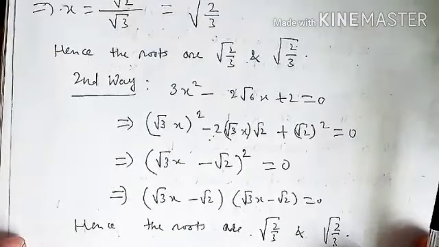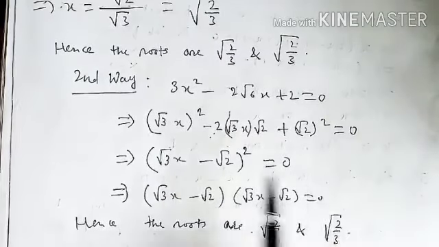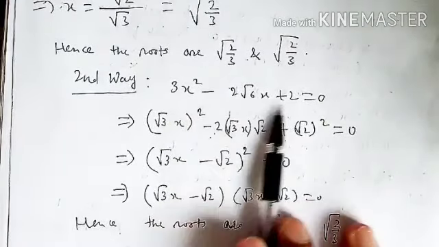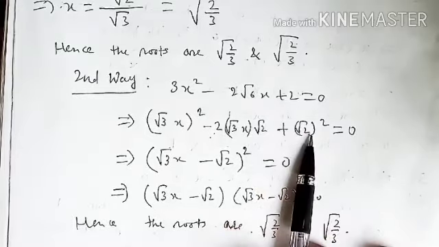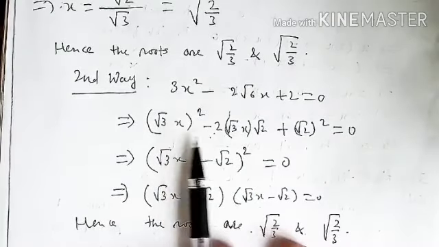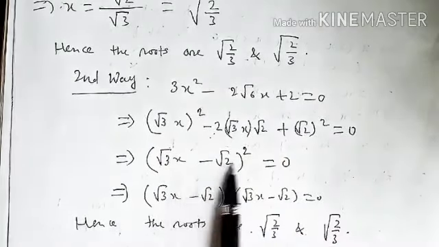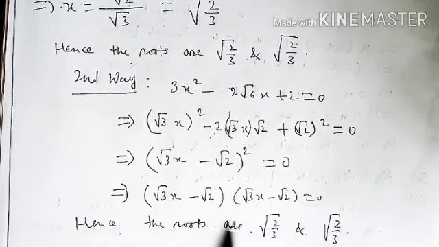Now the second way. One may also solve this question in this way. One can write it as root 3x whole square plus root 2 whole square. Now a square minus 2ab plus b square can be written as a minus b whole square. And finally we have the roots.